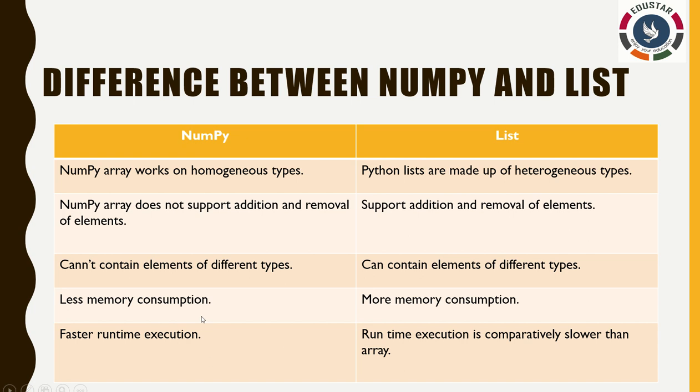NumPy uses less memory, while a list has more memory consumption, and NumPy works with a very fast runtime. The data will be processed very fast, while the runtime execution of a list is much slower compared to NumPy.